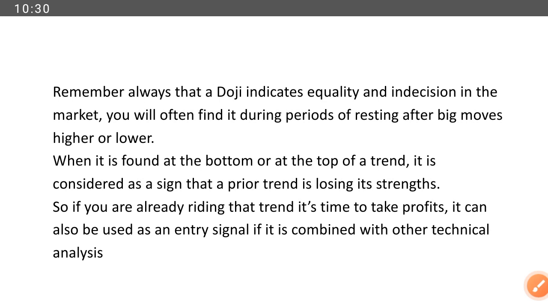Let's say price was going down, price kept going down. Then suddenly a doji appears at a support level. Then price starts going up again. When it is found at the bottom or at the top of a trend, it is considered as a sign that a pure trend is losing its strength. So if you are already riding that trend, it's time to take profit. It can also be used as an entry signal if it is combined with other technical analysis tools.